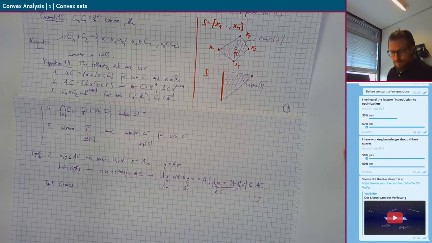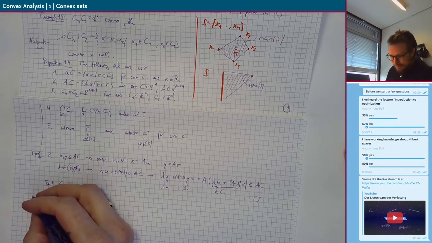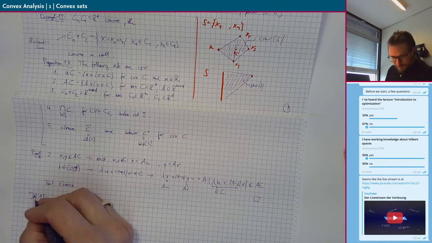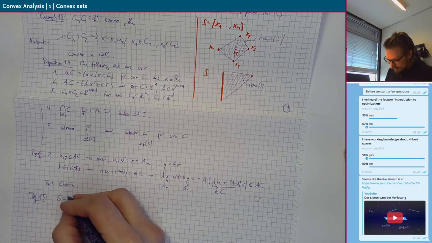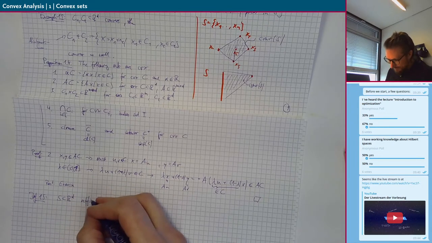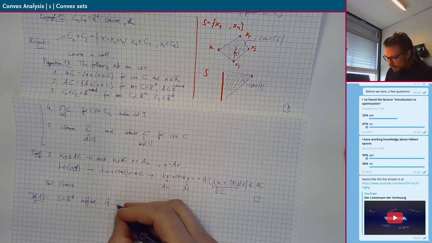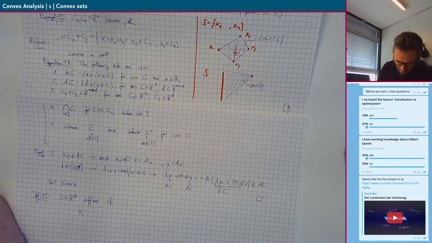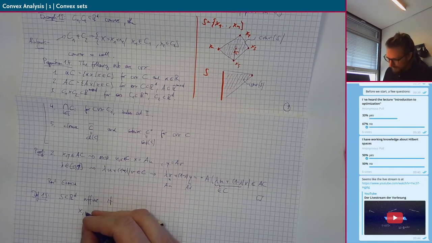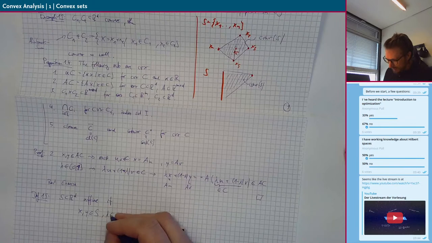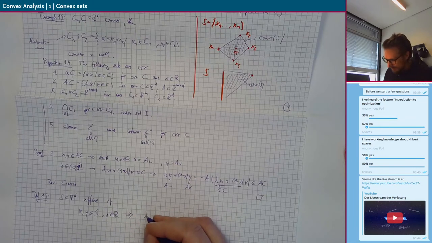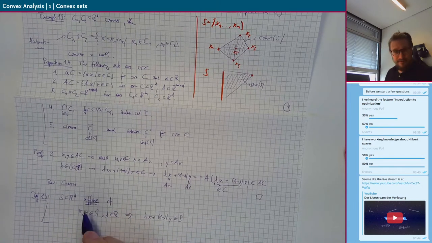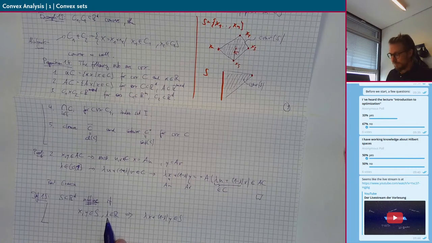Okay, so there's another class of important subsets of R^d. It's Definition 1.5. A set S, subset of R^d, is called an affine set if for two points x and y in S and any lambda now in R, it holds that lambda x plus (1 minus lambda) y is still contained in S. That's an affine set. And the only difference to convexity is that these scalars now can be real numbers and not between 0 and 1 anymore.